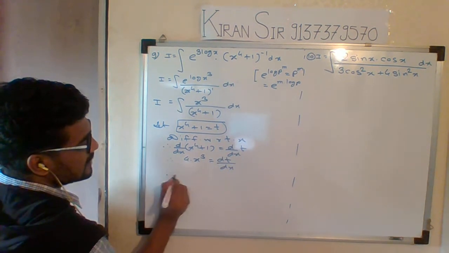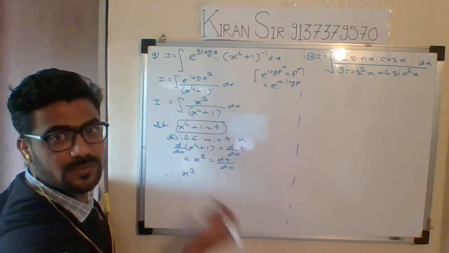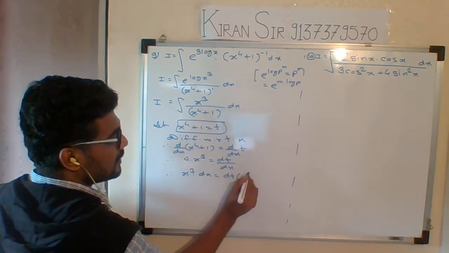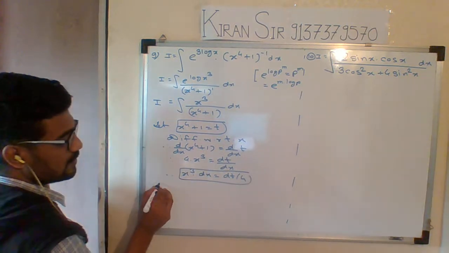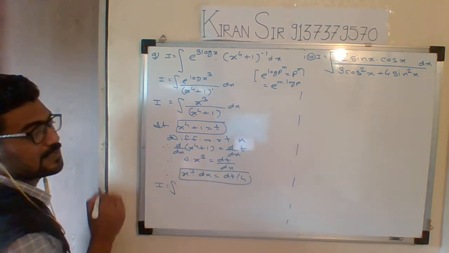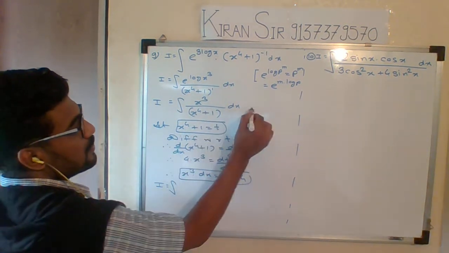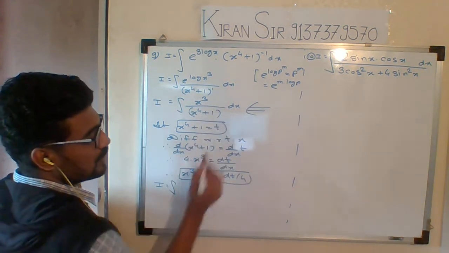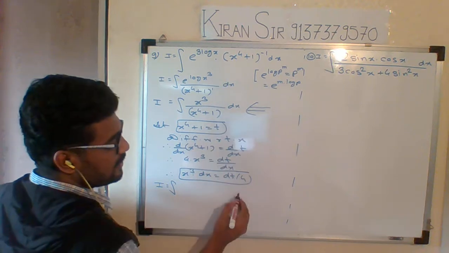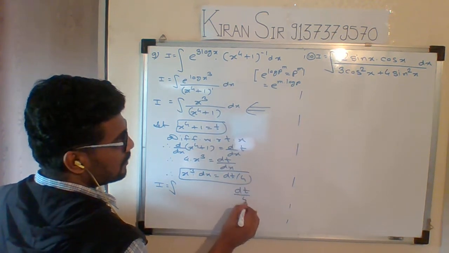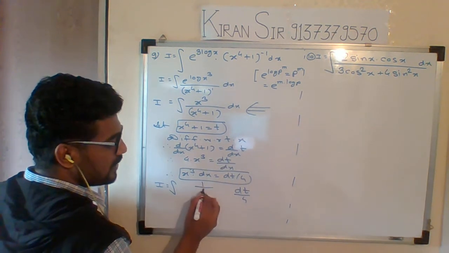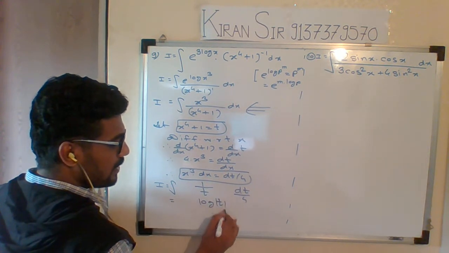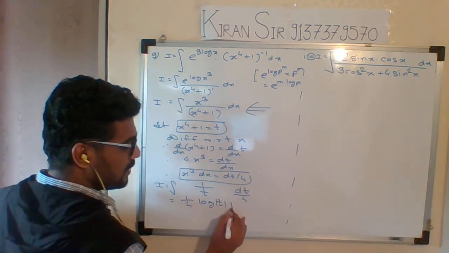What I will do in the next step, you know that x function goes with dx, and constant terms with dt. So this is a simplified term. Now we will convert the entire sum in terms of t. This is the final simplification of I. So x cube into dx is dt by 4, and this whole thing is t, so 1 upon t, and integration of 1 upon t, you know that, is log t. And this 1 upon 4 I am going to write outside, plus c.